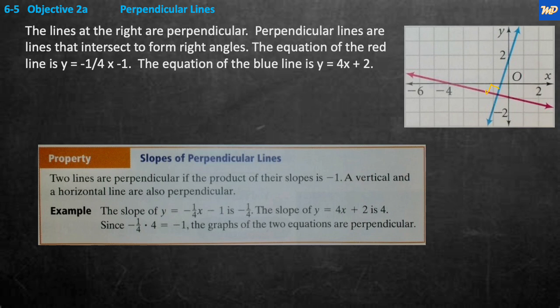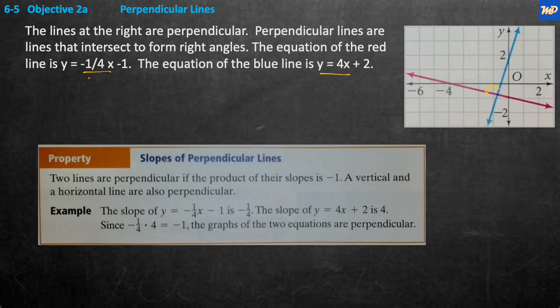The equation of the red line is y equals negative 1/4 x minus 1. The equation of the blue line is y equals 4x plus 2. Okay, so we can kind of tell right off the bat as we're looking at them that we're in slope-intercept form, right? Both of these are already in slope-intercept form. And therefore we know that the slope of the red line is negative 1/4.